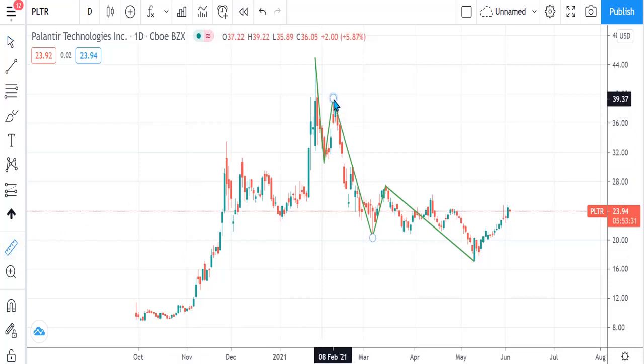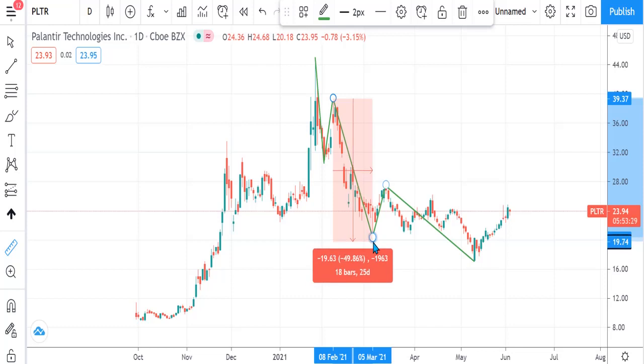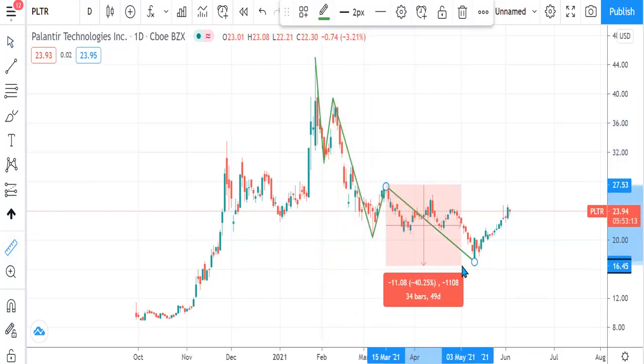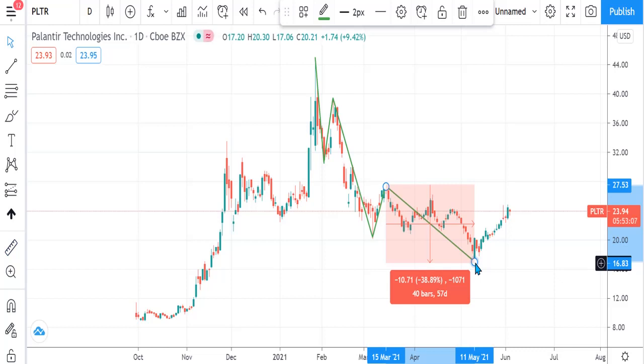So take this ruler and measure from the top here all the way to the bottom here, how much has it gone down? It has gone down by roughly $19, 19.65 or 63. So I'll just say $19. And in the immediate downtrend, we can see that it went down by around $10. Initially it was $19, now it is only $10.